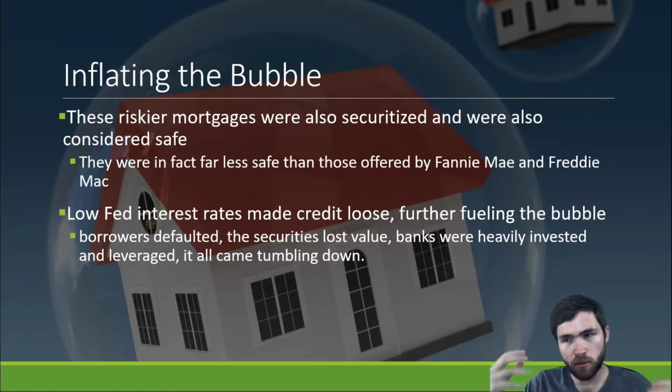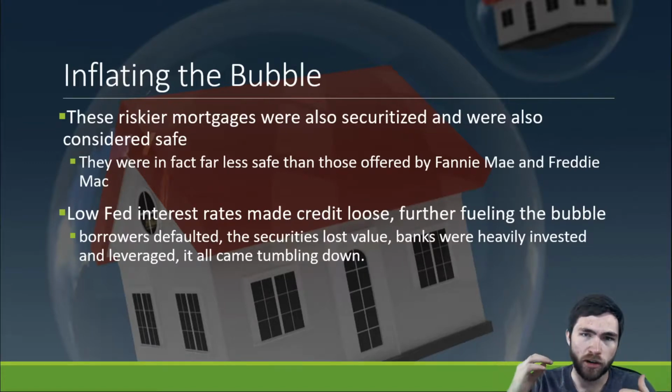So, riskier mortgages were also securitized that were a lot less safe than those offered by Fannie Mae and Freddie Mac. Simultaneous with this, there was a really low Federal Reserve interest rate, which all other interest rates in the economy are kind of linked to. This made credit very loose, and so that further kind of inflated the bubble.